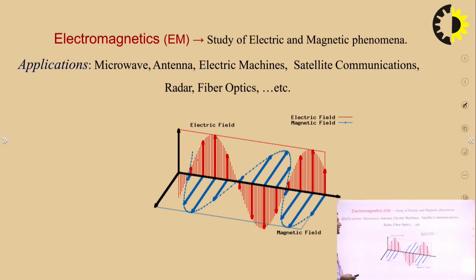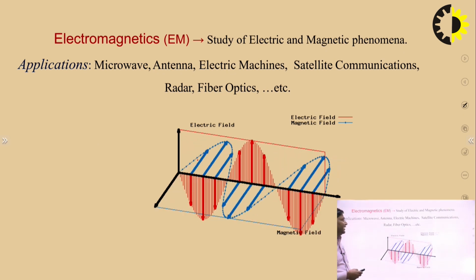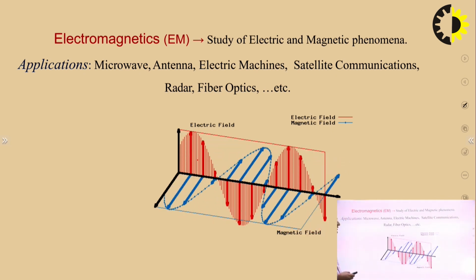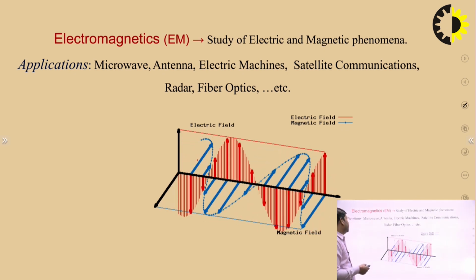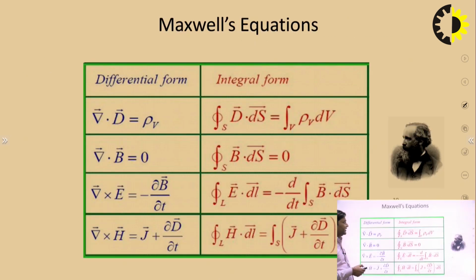What are the applications of EM waves? EM waves are applied in microwaves, antennas, electrical machines, satellite communication, radar communication and fiber optics. So there are many applications in this field. I have just started. The whole of EMFT, electromagnetic field theory, is governed by the four Maxwell equations, which I will discuss after some time.